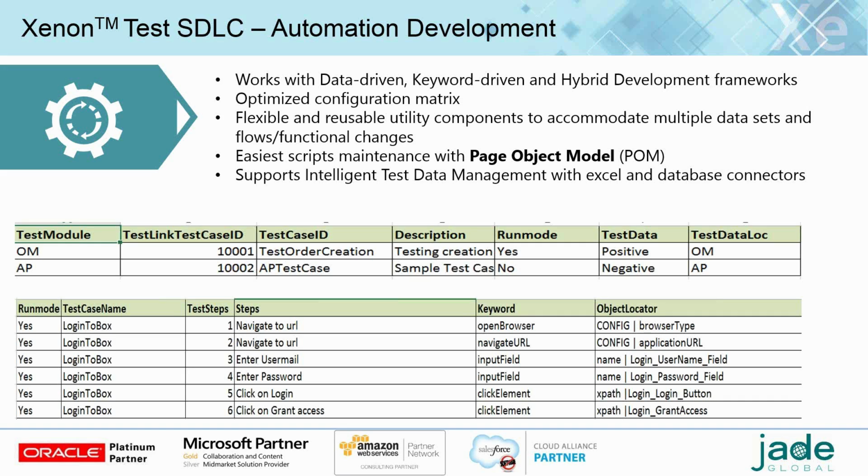How can script maintenance be easy leveraging the page object model? How can you intelligently manage your test data, whether it's with Excel or database connectors? We can do all of that. The screenshots show some of the ways in which some of these configuration parameters are set up while automation development. And this helps you significantly reduce your cost of development when it comes to automation. In many cases, we have seen this saves up to even 70% of your costs.